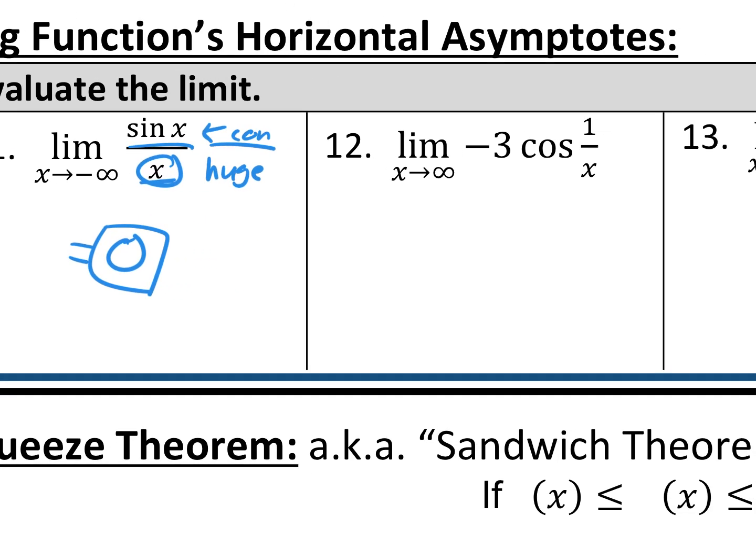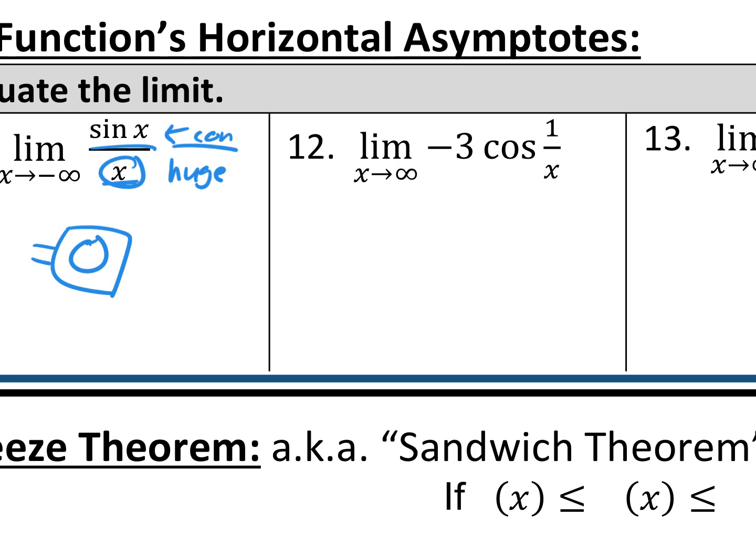All right, let's try something similar with this next one. I have negative 3 times cosine of this. So we have 1 over x inside of our cosine. This is the limit as x approaches positive infinity. If you were to make this bottom really, really big, what does the entire thing on the inside approach? Get really close to it. It gets really close to 0. So this is the same as negative 3 times cosine of 0.